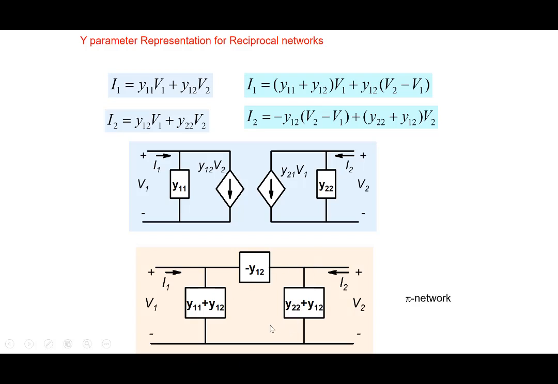So this is what we call a pi network here. This looks like a pi, with elements here, here, and here. So if you have a Y representation and it's a reciprocal network, we can use this form here, but this requires 4 elements and has dependent sources. This one, we could simply represent it in terms of 3 admittances here, 1, 2, and 3.